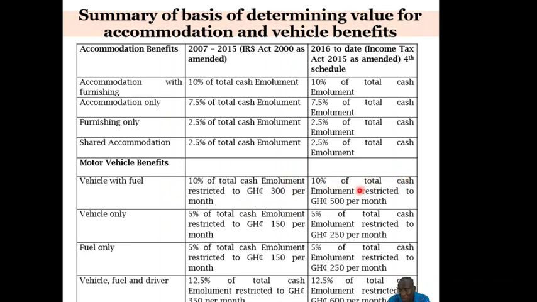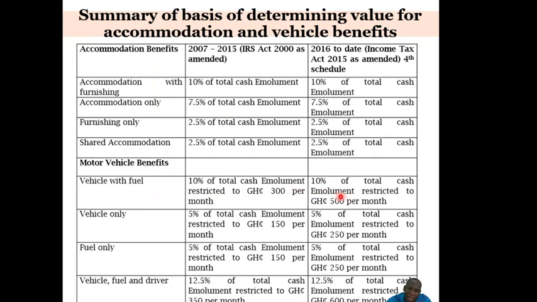total cash emolument. But note, unlike accommodation benefit, there is always a restriction or a ceiling to vehicle benefit for a particular facility. So if you calculate the vehicle with fuel, 10% of the total cash emolument, and you had about 8,000 for the year, you have to compare it to the ceiling in the law. The ceiling for a vehicle with fuel or fuel coupons is 500 Ghana cedis per month. And 500 times 12 is 6,000. So if the calculated figure is 8,000 and you compare it to the ceiling and it is greater, you have to restrict the answer to 6,000.